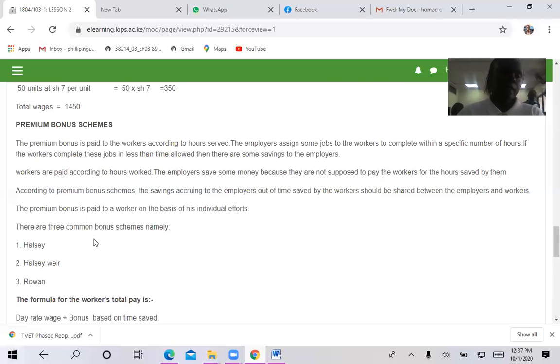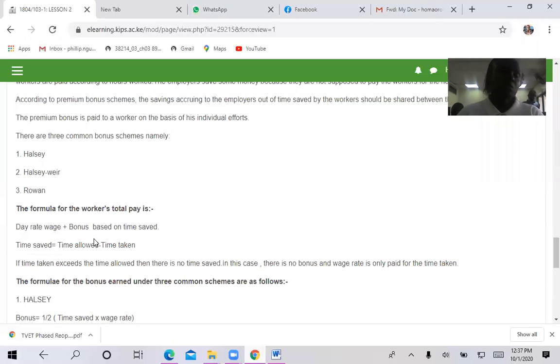So the formula for the worker's total pay is the basic wage, that's the day rate wage, plus bonus based on the time saved. Time saved is the time allowed minus time taken. If time taken exceeds the time allowed, then there is no time saved. In this case, there is no bonus, and the wage rate is normally paid for the time taken.